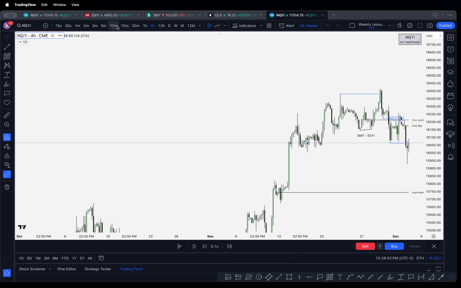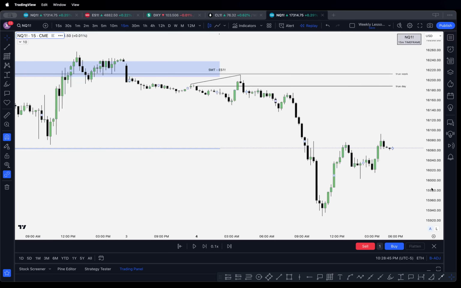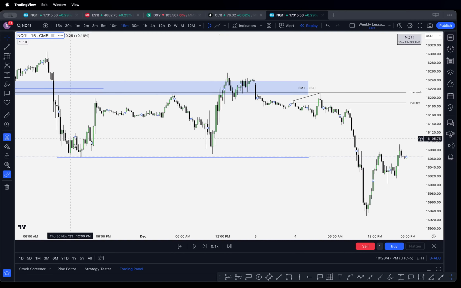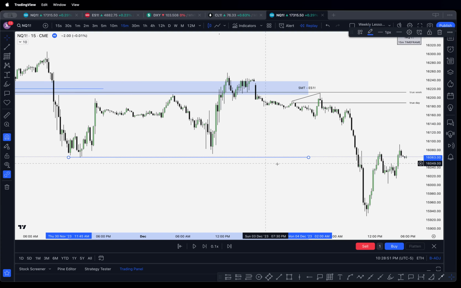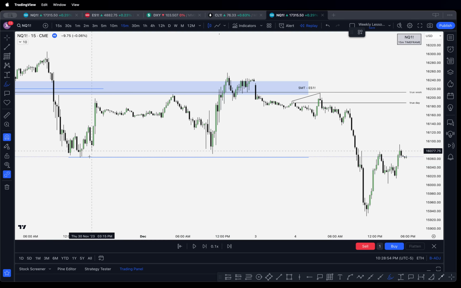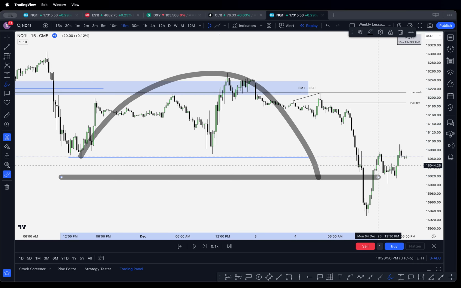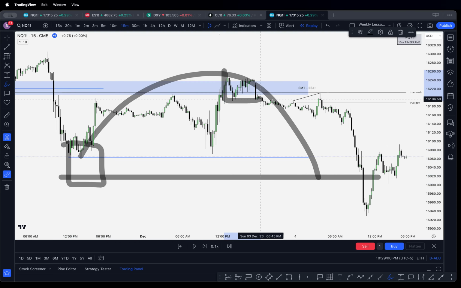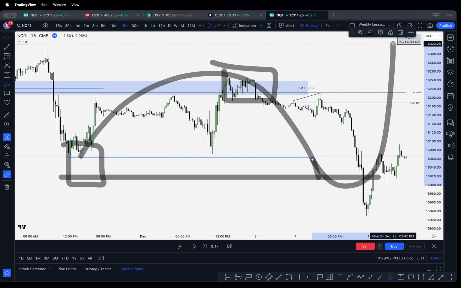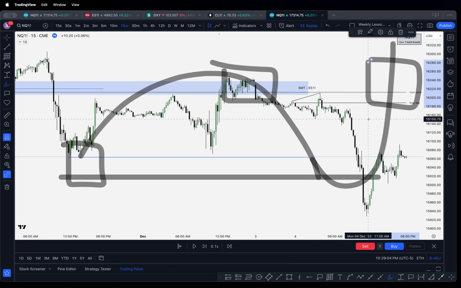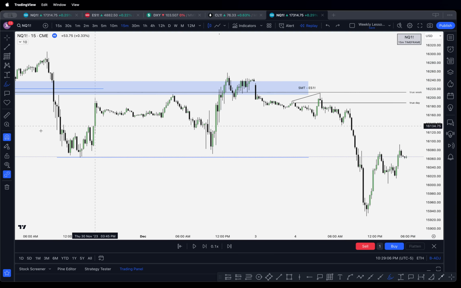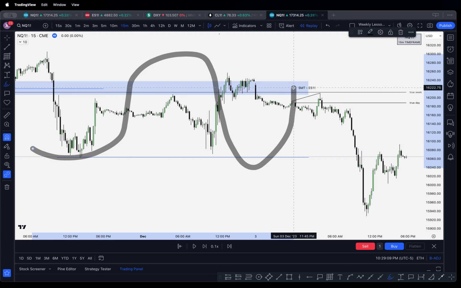Right in here, Yusuf, is our original consolidation. You see it. We left the sell side, and then we come back into the fair value gap. That's the market maker model. And then what do you think we're leaving on the buy side? Market maker model. Can you go back to the 4-hour again? Yep.